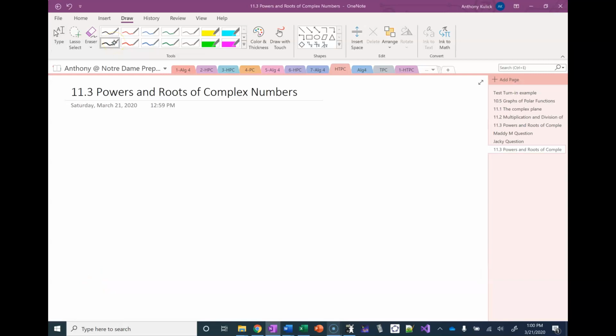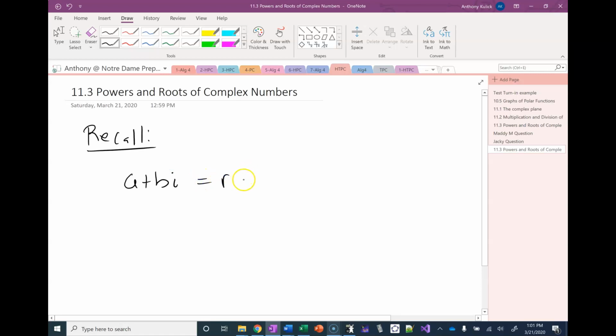Hi everyone, welcome back. In this section we're going to be talking about finding the powers and roots of complex numbers. So just recall that we had two ways to represent a complex number. We have the form a plus bi, and we also have the form r cosine theta plus i sine theta.